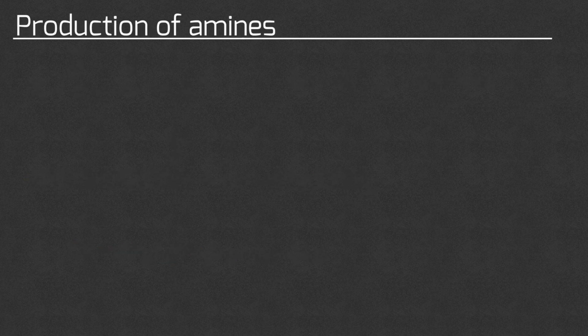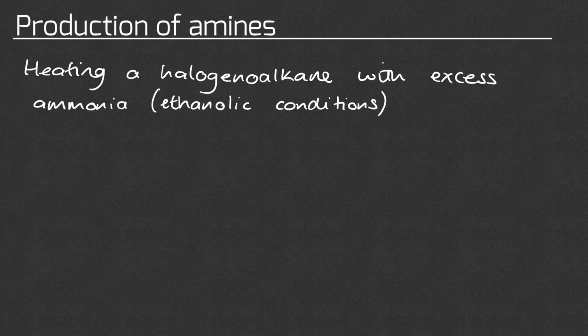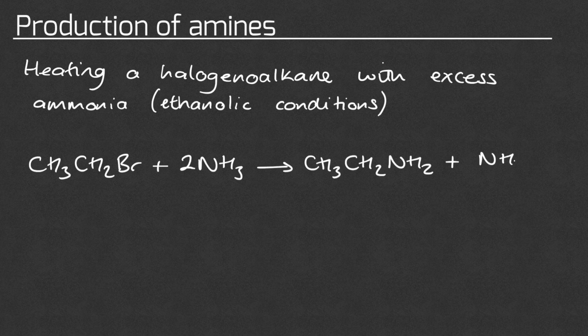We're now going to look at the different ways in which amines can be produced. Back in the topic 3.3.3, looking at halogenoalkanes, we looked at how if a halogenoalkane is heated with excess ammonia under ethanolic conditions, this can produce an amine. So for example, if we start off with bromoethane and react this with 2 equivalents of ammonia, we'll then produce ethylamine and our ammonium salt, in this case ammonium bromide.